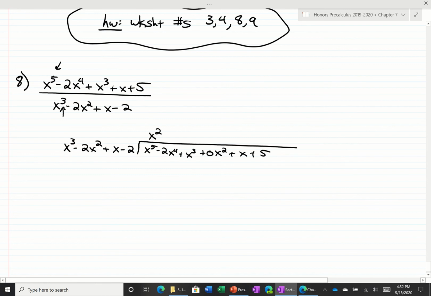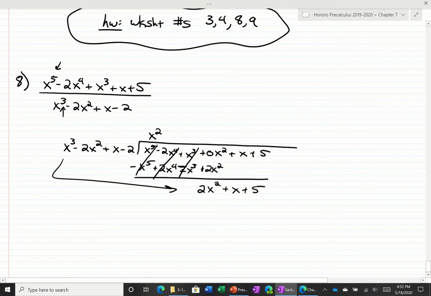Goes in twice here. We get, this will be x to the 5th minus 2x to the 4th plus x to the 3rd minus 2x squared. And we have to subtract all of these. Cancel, cancel, cancel. We'll get 2x squared plus x plus 5. Can't divide in, so that's actually the remainder. 2x squared plus x plus 5 that we're going to have to decompose over.